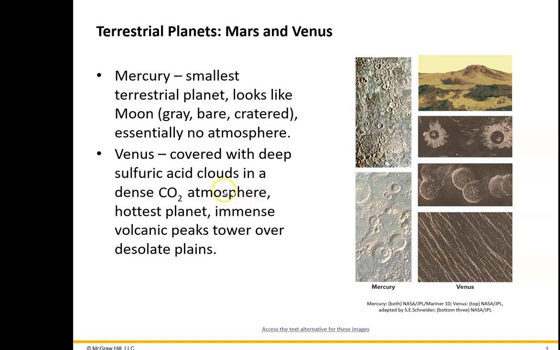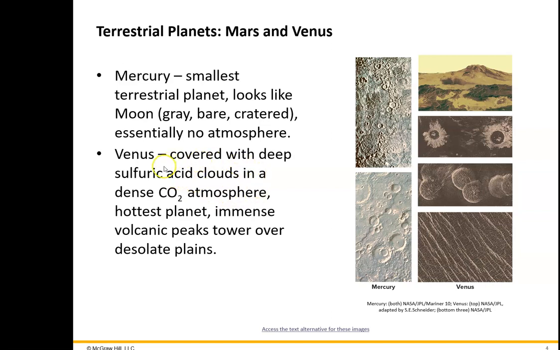And in fact, we're going to call that the runaway greenhouse effect. There are huge volcanic peaks, and then there's plains. This is a picture of. One of the things you might wonder is how is it that we can even take pictures, because you can't see the surface of Venus at all. You cannot see the surface of Venus.